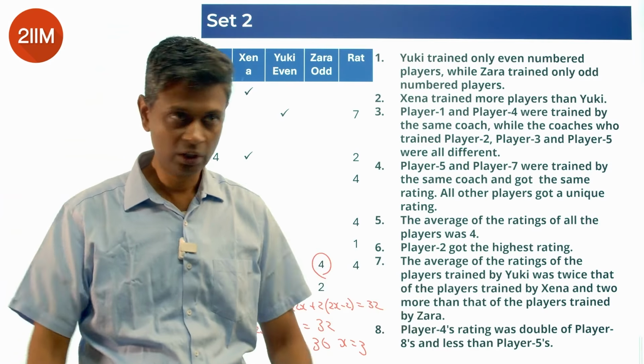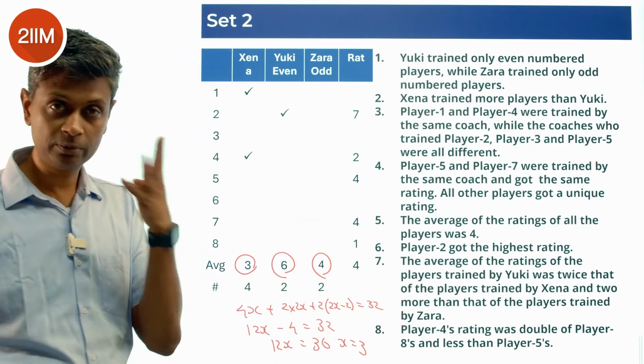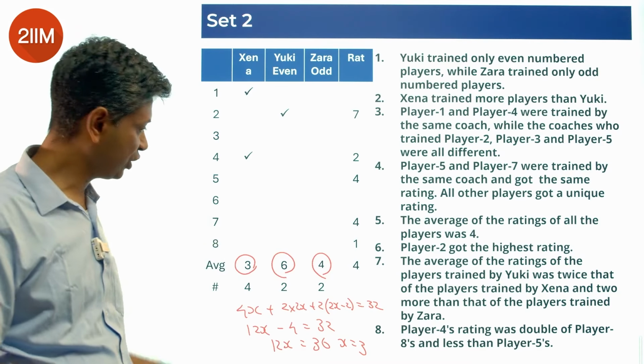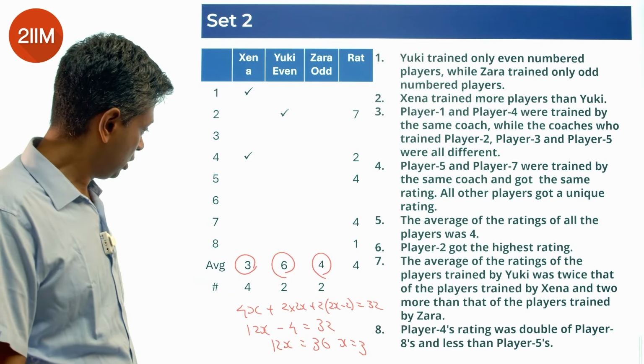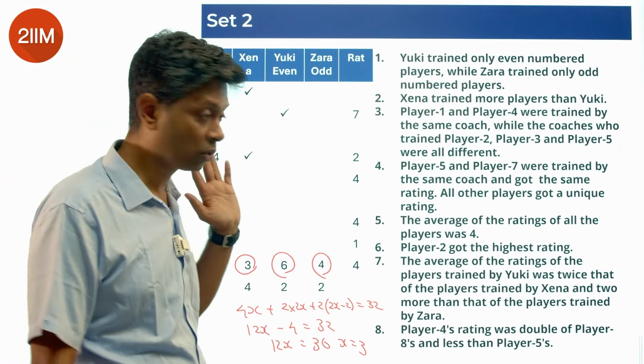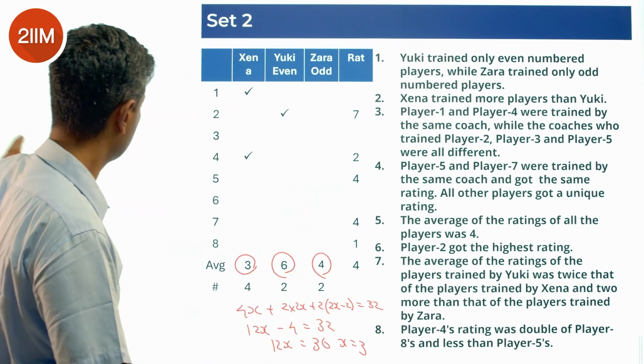This works out beautifully. Zena has trained 4 people with an average rating of 3 overall. Yuki has trained 2 people with an average rating of 6 overall. Zara has trained 2 people with an average rating of 4 overall. Super, brilliant.